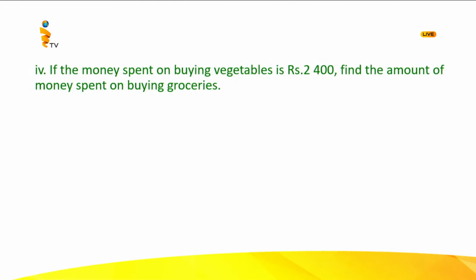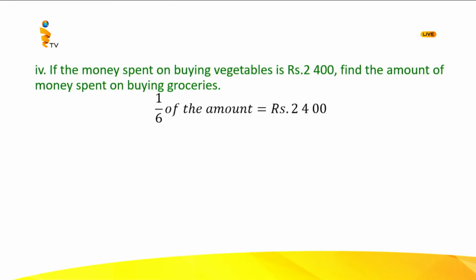Okay, the next part of this question is, if the money spent on buying vegetables is 2,400 rupees, find the amount of money spent on buying groceries. Earlier we found the fraction of money spent on buying vegetables is 1/6, and they have given that it is equal to 2,400 rupees. So we have to find the amount of money spent on buying groceries.